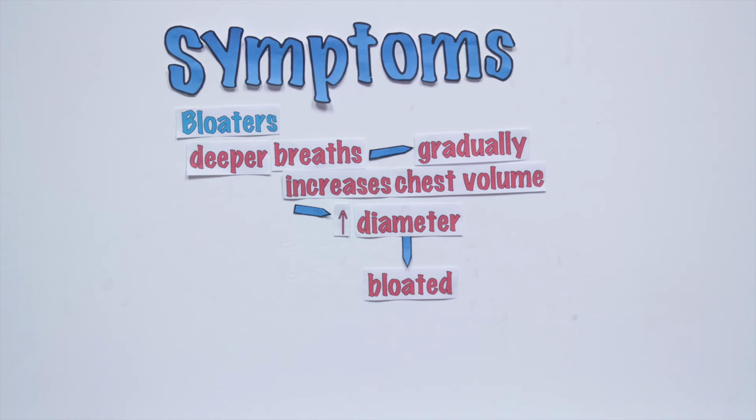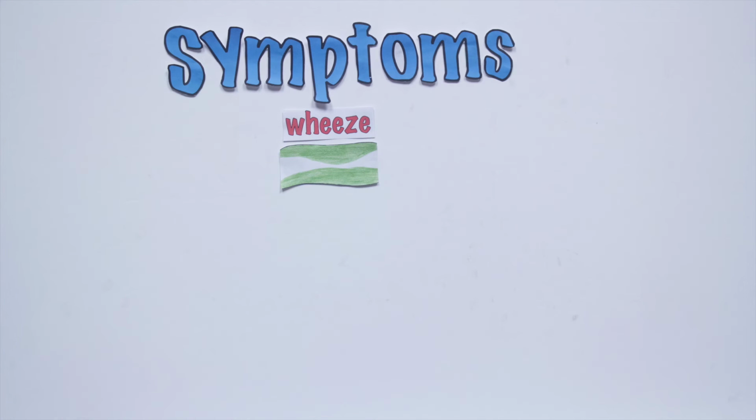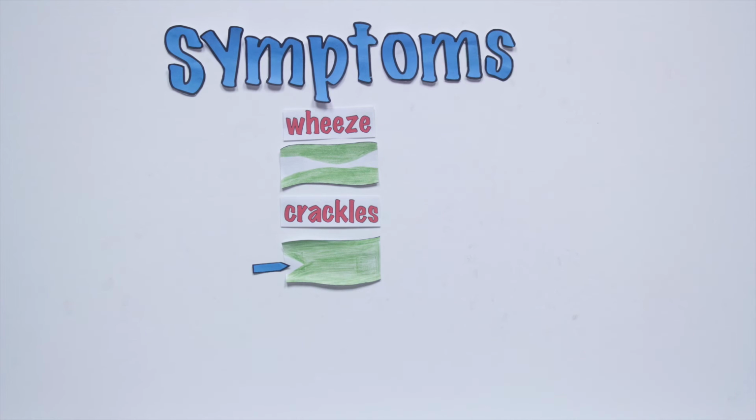On top of that, sounds not normally heard in the lungs are present. Mucus in the lungs causes people with bronchitis to wheeze, due to the narrowing of the passageway available for air to move in and out. They also have crackles or rales caused by the popping open of the small airways.